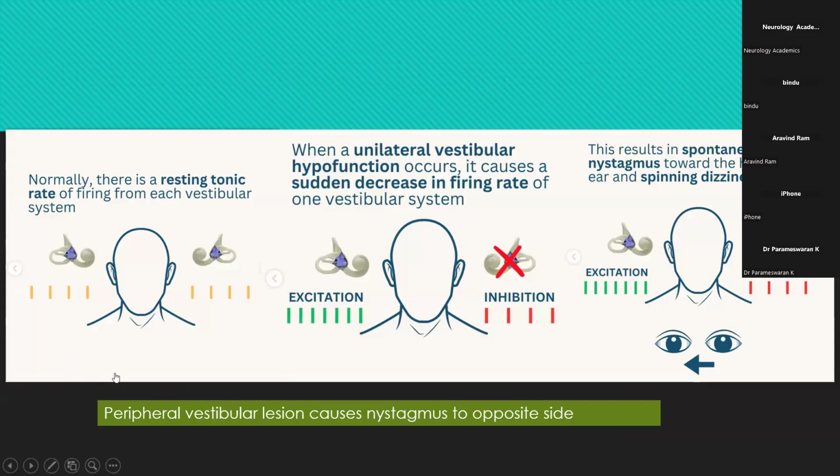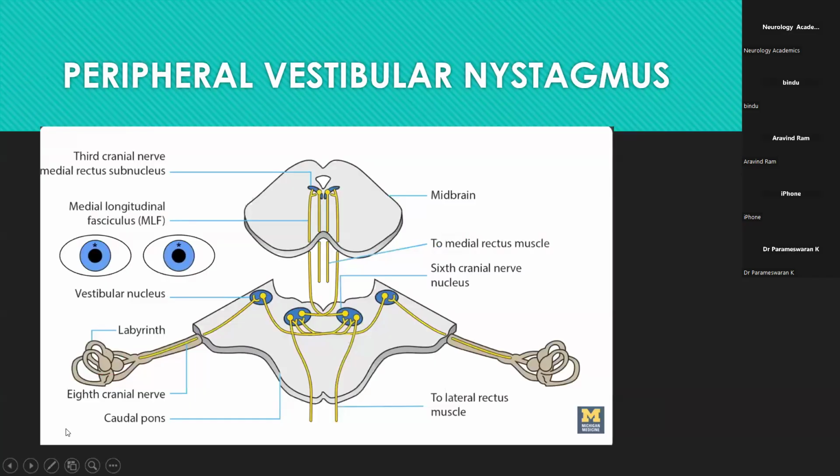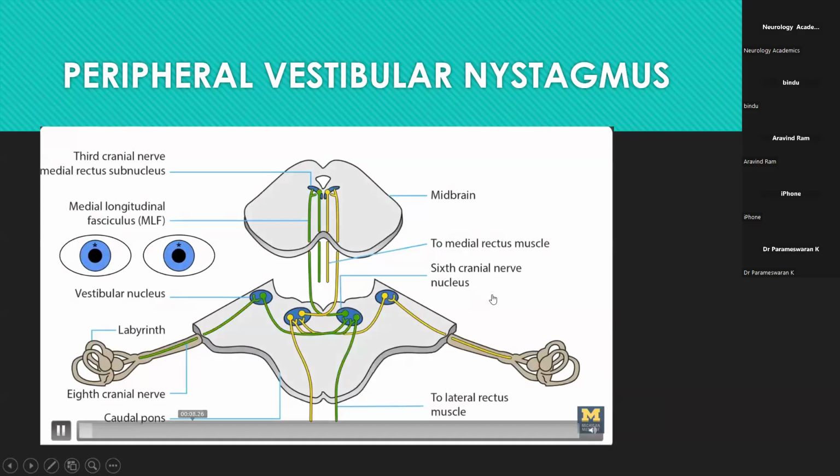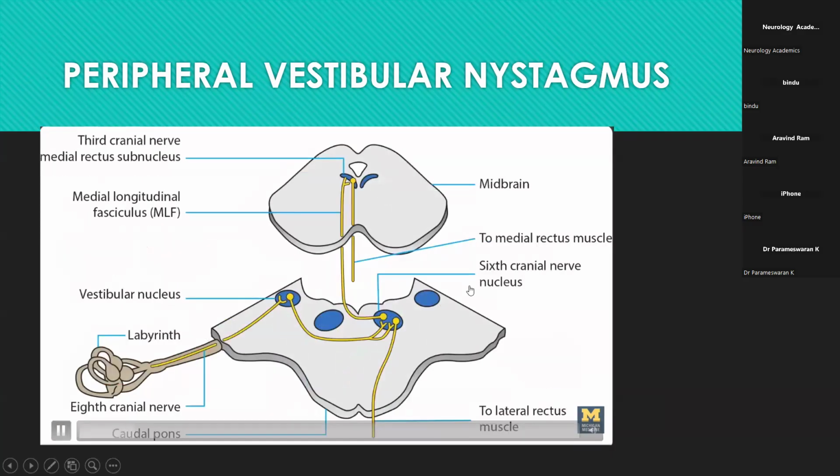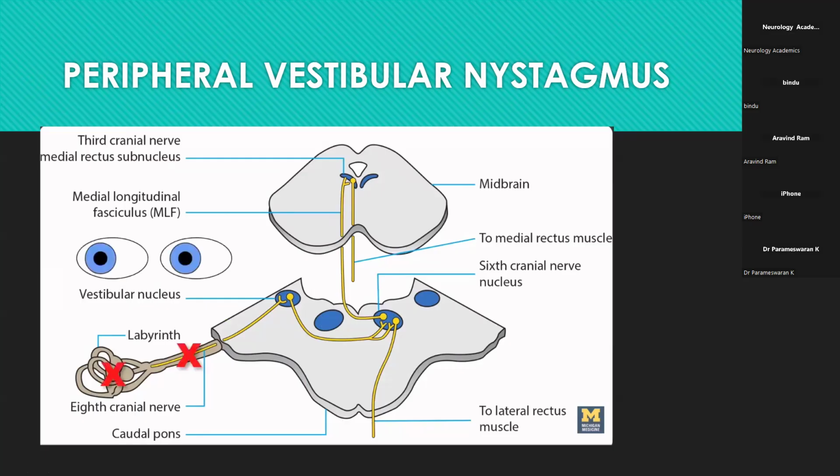In this video, however, what we were seeing is when the right labyrinth vestibule is involved, the left vestibule takes over and pushes the eye towards the right side, that is the lesional side, and the saccade is towards the left side, that is the opposite side of the lesion. So this is what I was explaining.